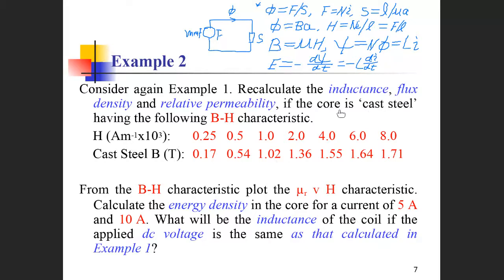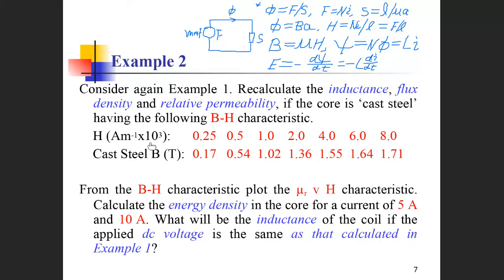So what does it mean? This is the magnetic core, which has different permeabilities at different levels of H. I just explained what H is: H is the magnetizing force strength, which has a unit of ampere-turns per meter. Look here, amperes per meter. Turns have no unit, so ampere per meter is given here.